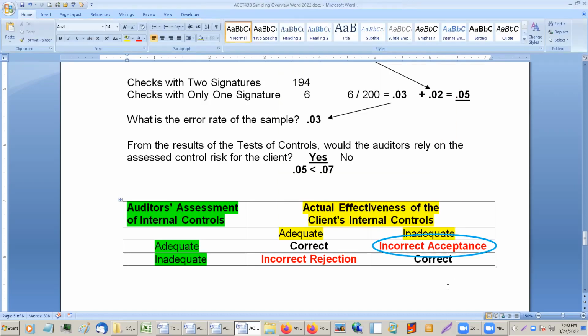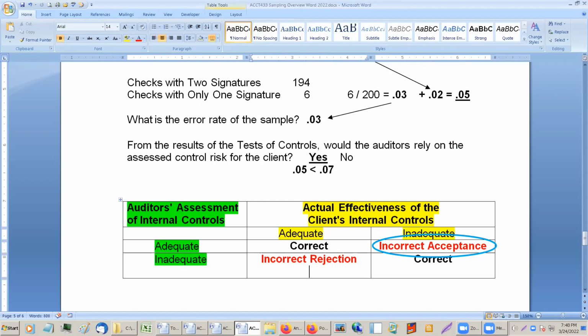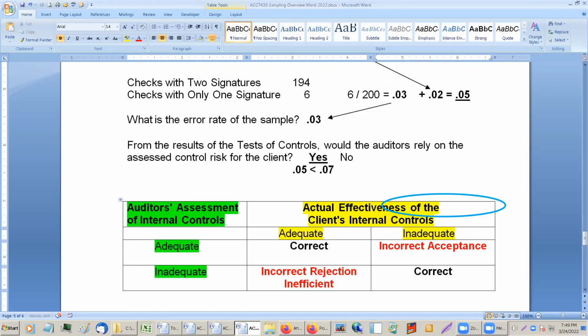So this is the problem. The incorrect rejection will lead to an inefficient audit. Incorrect acceptance will lead to an ineffective audit.